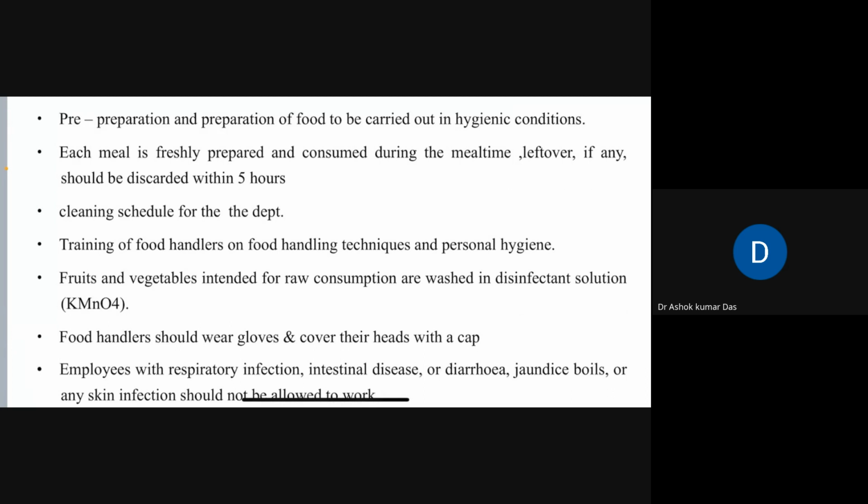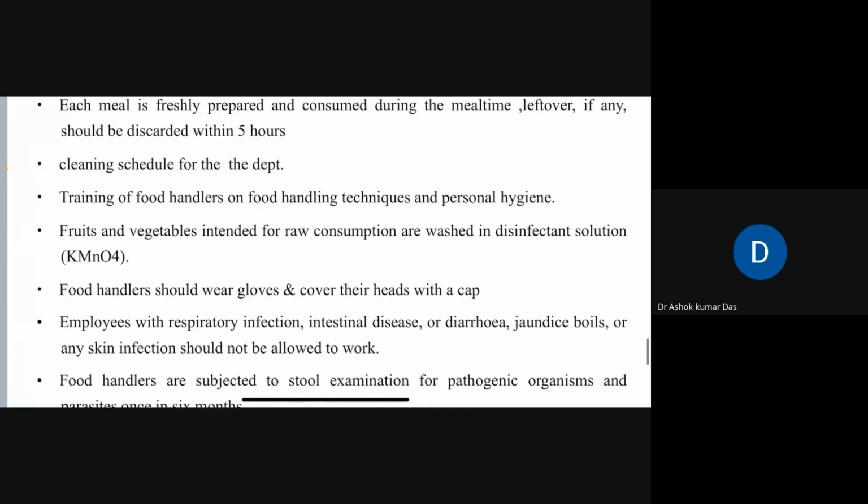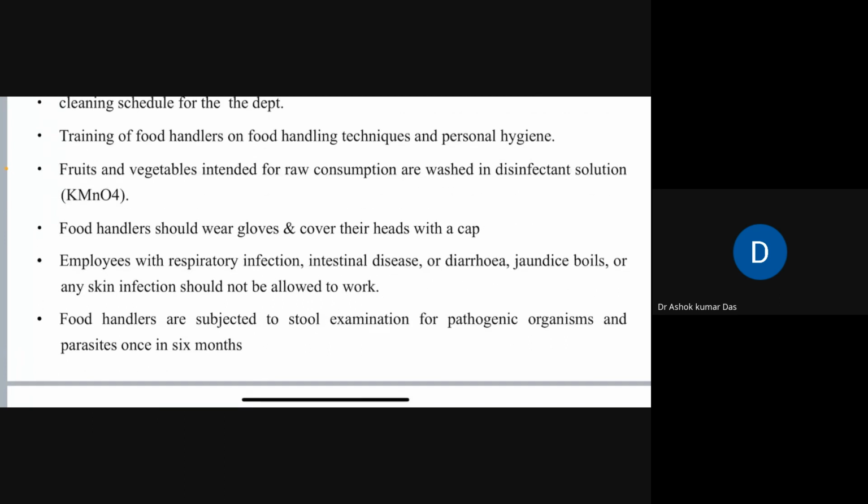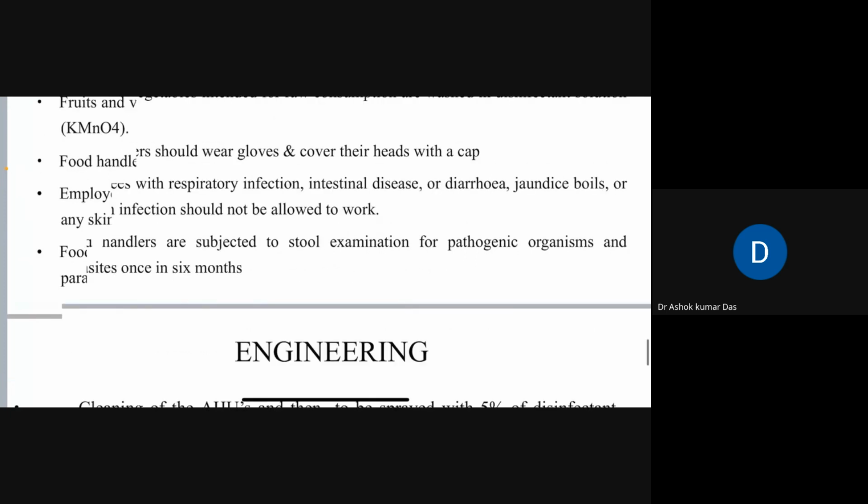And if somebody is having respiratory or intestinal disease, diarrhea, jaundice, or any skin infection, they should not be allowed to work. And apart from the chest X-ray, they are subjected to stool examination also for pathogenic organisms and parasites once in 6 months. So this infection control team has to take care of each and every parameter. That is how we can achieve our goal of IPC, infection prevention and control.